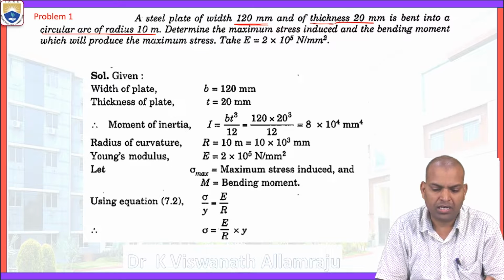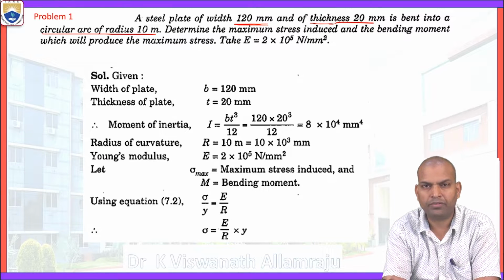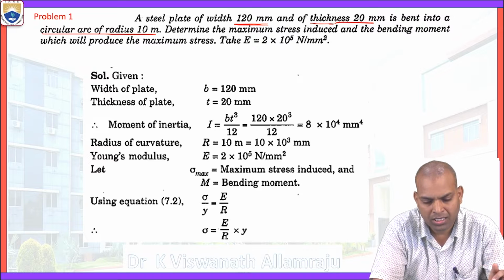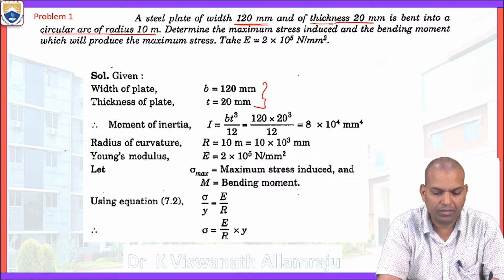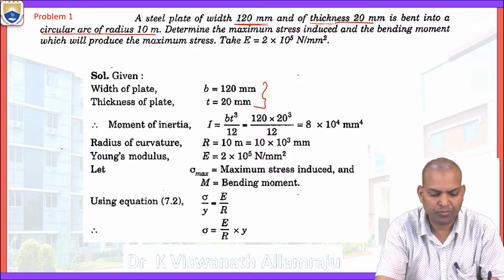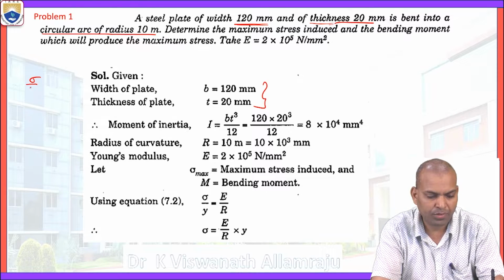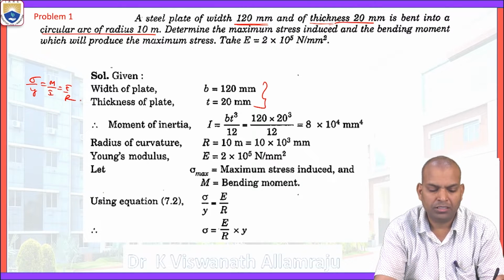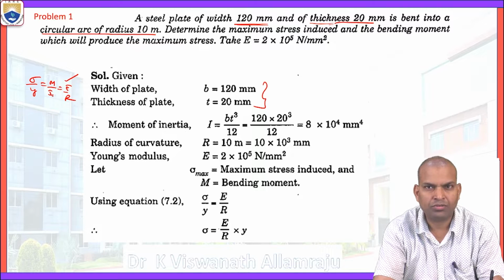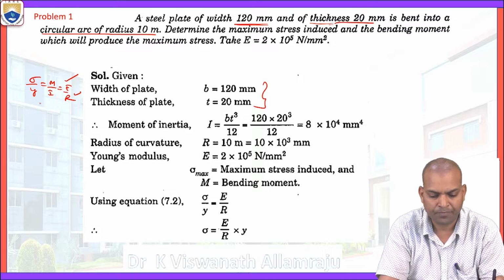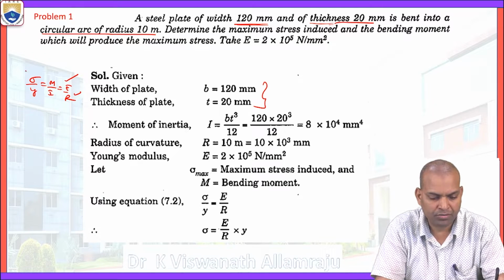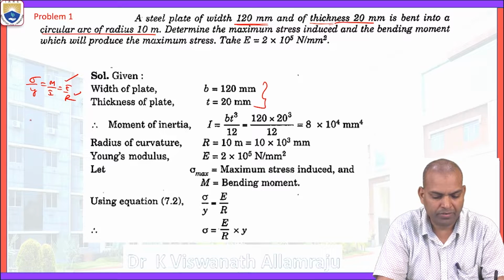Here the given data is the width of the plate, 120 millimeters, and the thickness, 20 millimeters, and we have to find out the maximum stress induced and the bending moment. We know the relation sigma by y equal to M by I equal to E by R. Here the modulus of elasticity is known, and also the radius of curvature, which is mentioned as 10 meters. Now we want to find the maximum stress from sigma by y equal to E by R.